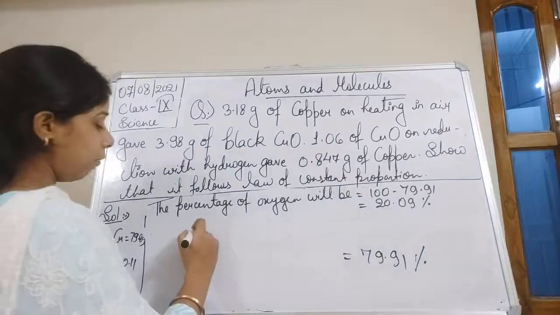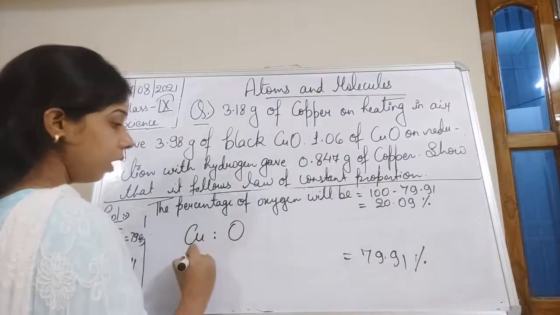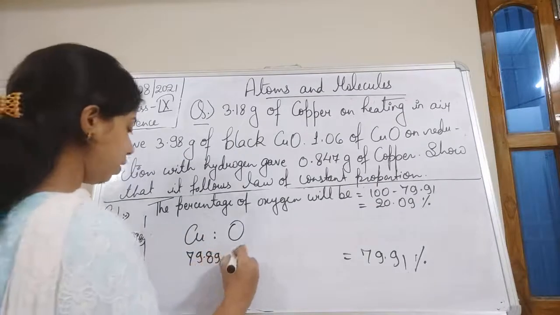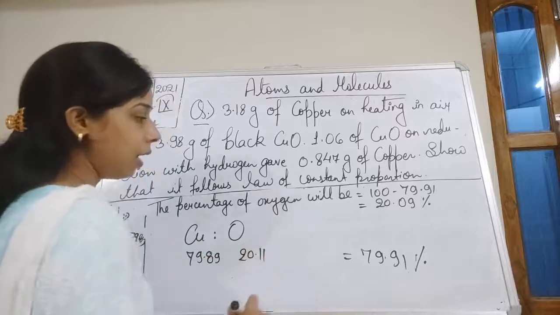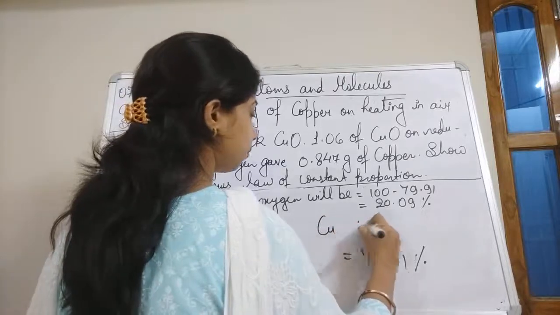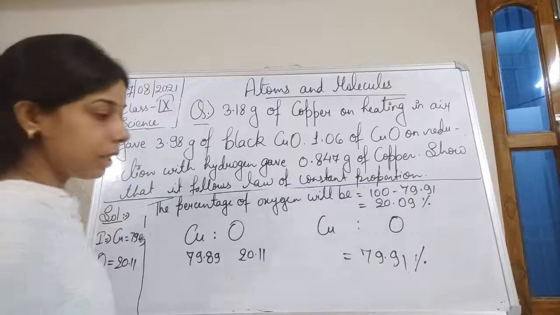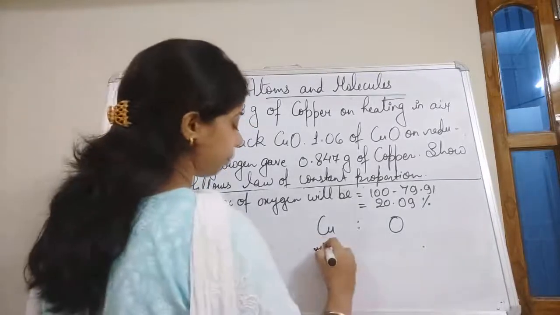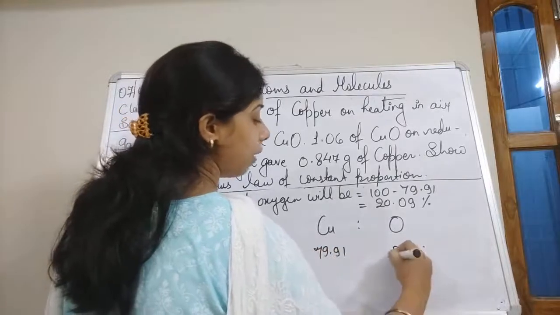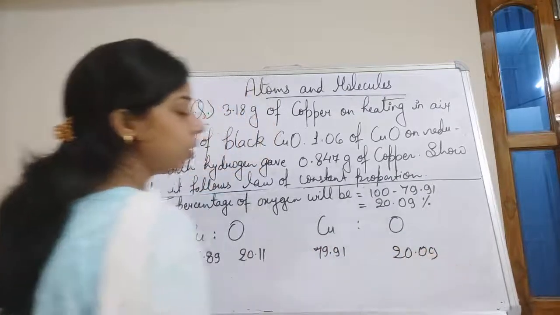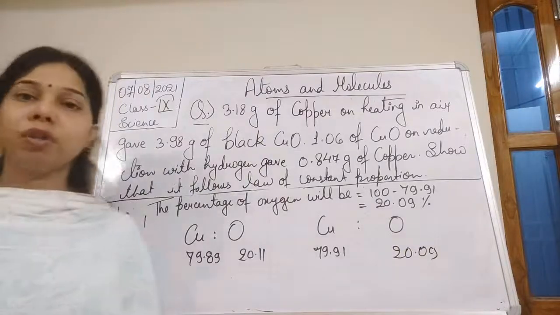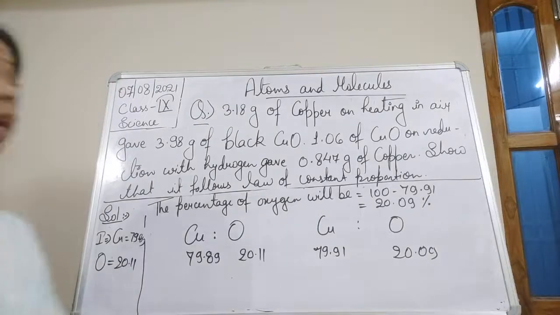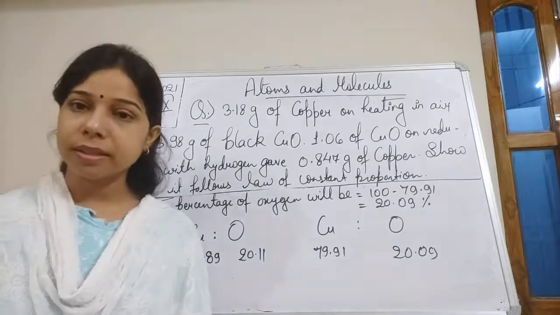Okay, so in the first case it was 79.89 ratio, 20.11, and in the second case it is 79.91 and 20.09. This is the ratio of the copper and that of the oxide. Okay, so this is the law of constant proportion.